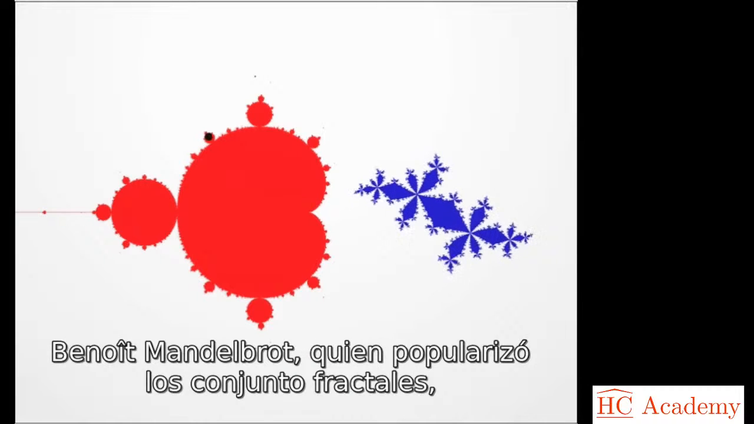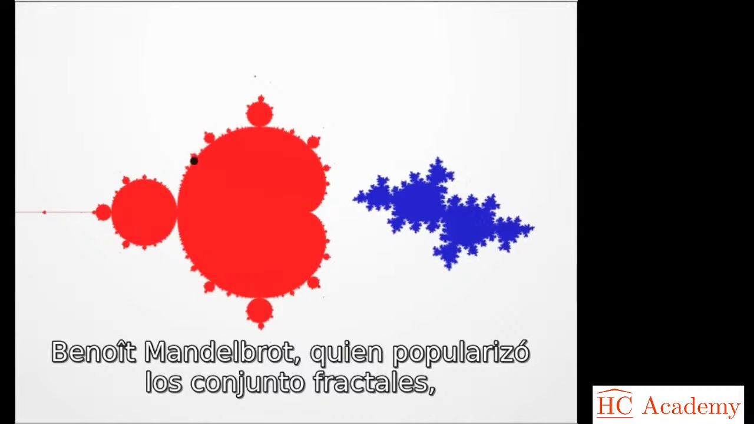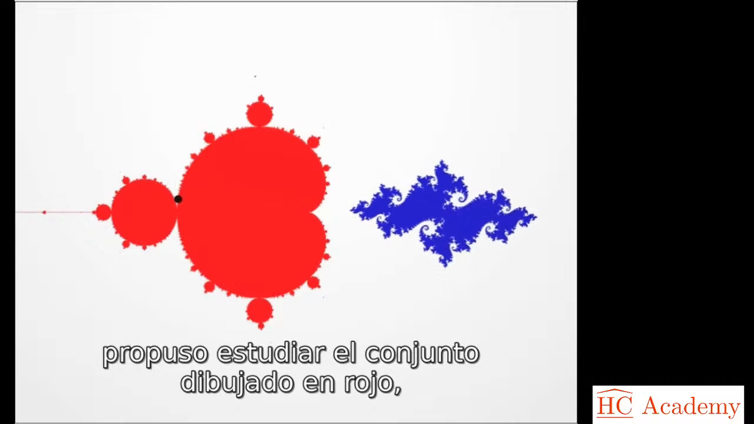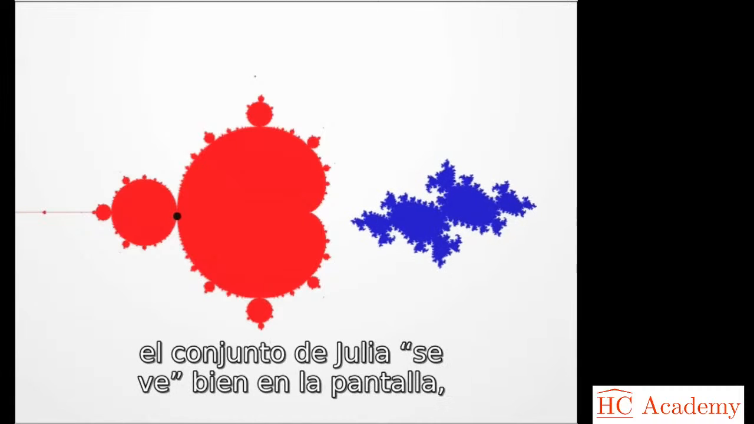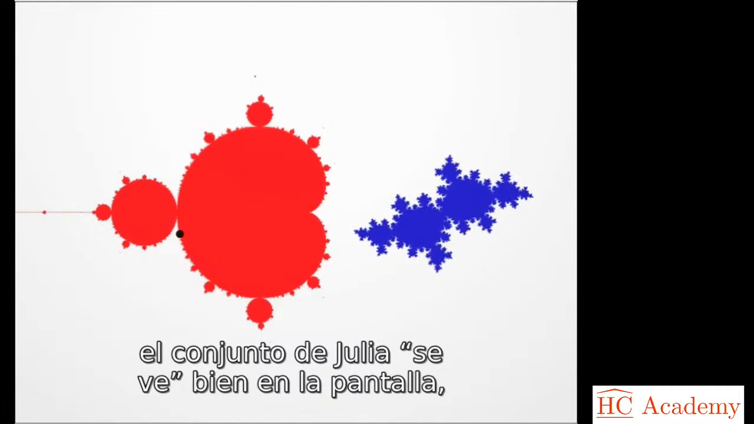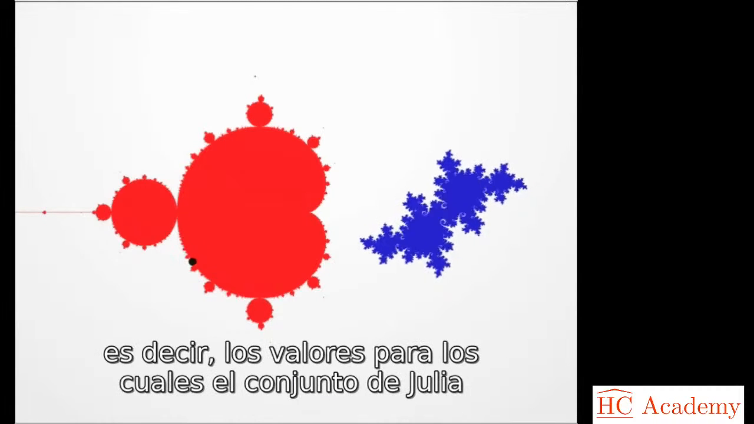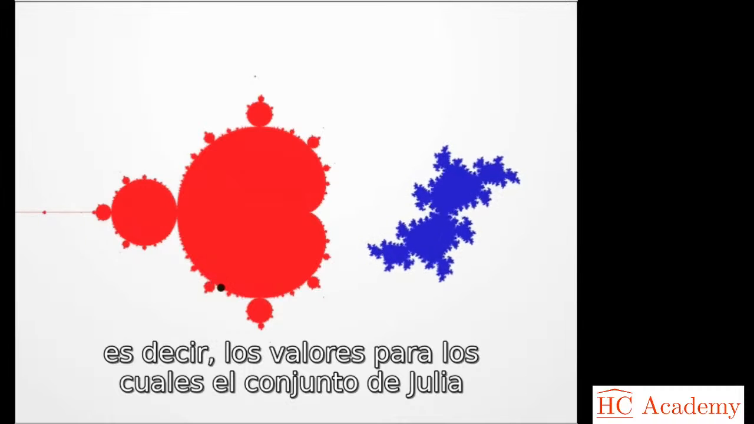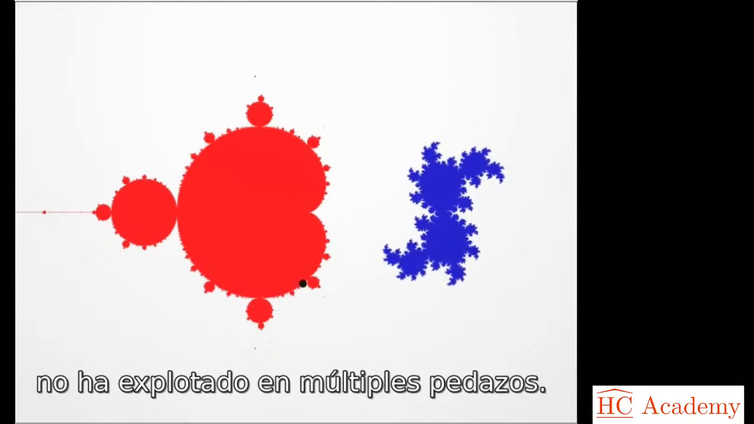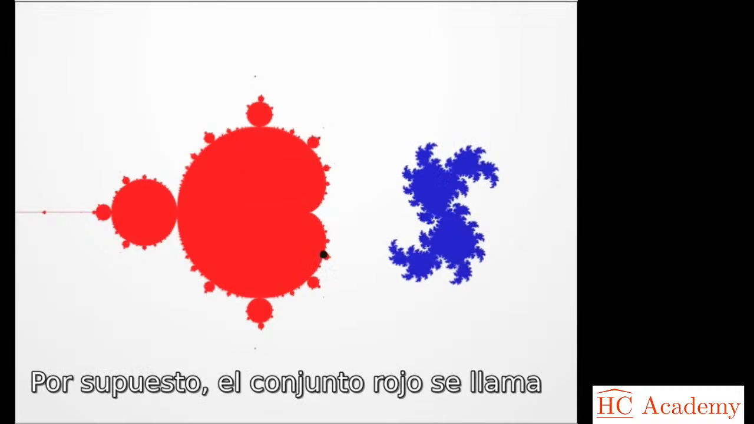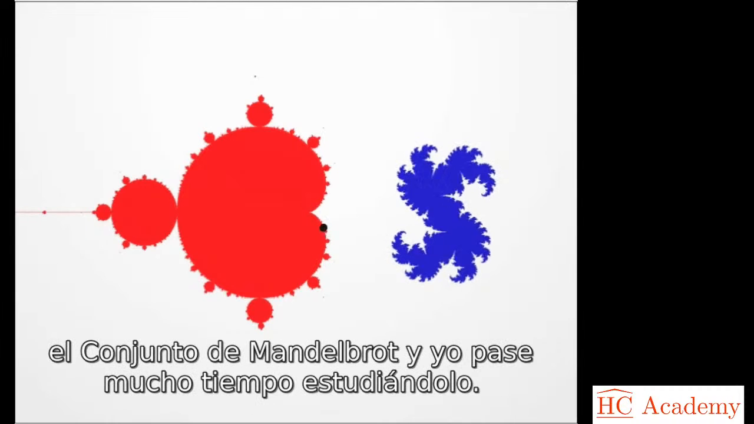Benoit Mandelbrot, who popularized fractal sets, suggested the study of this set, drawn in red, that describes the values of c for which one can see the Julia set clearly on the screen. In other words, those for which the Julia set did not blow up into multiple pieces. Of course, this red set is called the Mandelbrot set, and I spent quite a lot of time studying it.